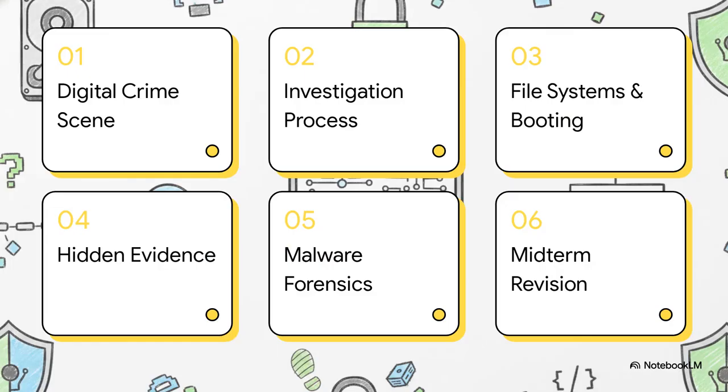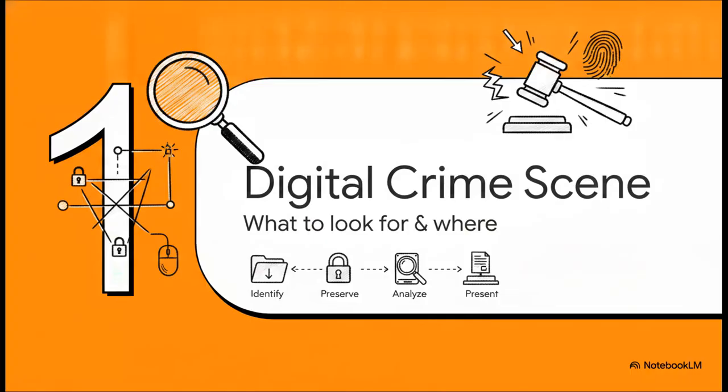All right, here is our cram syllabus. First, the digital crime scene. 2, the investigation process. 3, file systems and booting. 4, recovering hidden evidence. 5, malware forensics. And finally, a midterm rapid revision. Let's get to work. Section 1, the digital crime scene. Knowing exactly what to look for and where to find it.